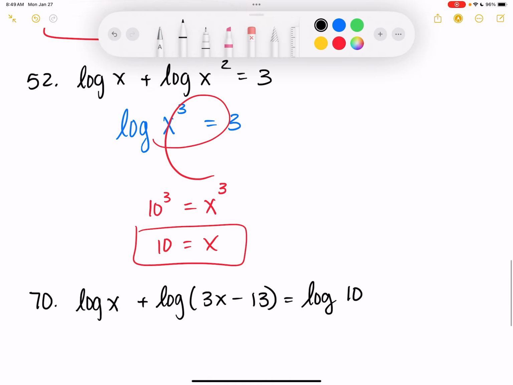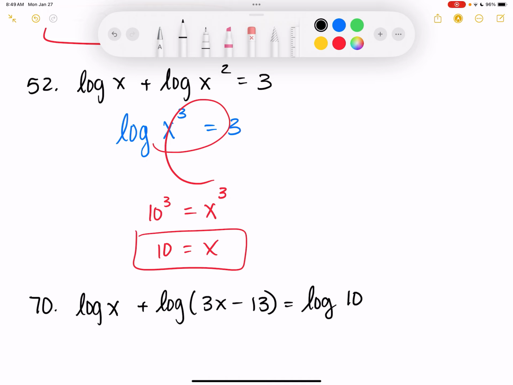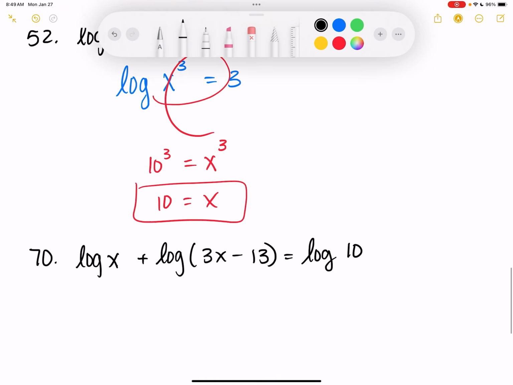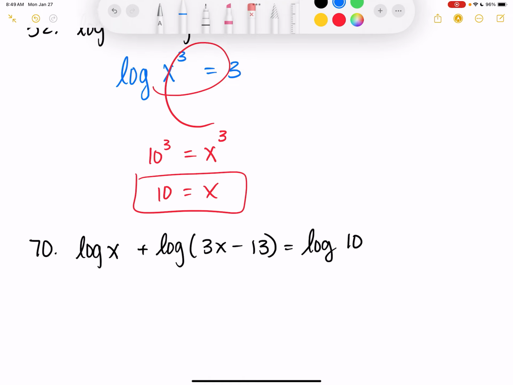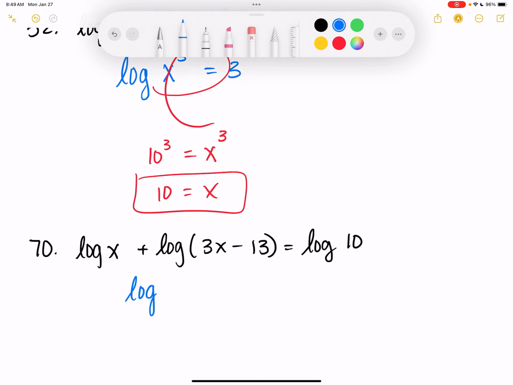So this one is different in that I also now have a log on the right-hand side, but what's true about all of these logs? Yep, they all have the same base of 10. So I can do the same thing on the left side here that I just did in this last problem. I can multiply the stuff that's inside. And so that's going to give me the log of, I'm going to go ahead and distribute it through, so the x times the 3x and x times negative 13. So the log of 3x squared minus 13x equals the log of 10.